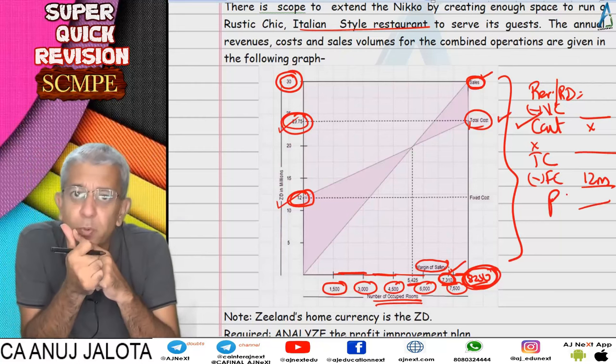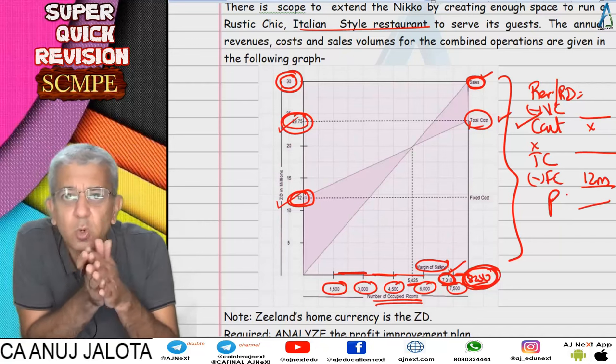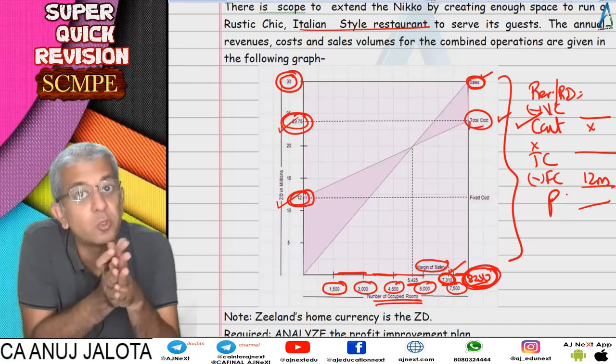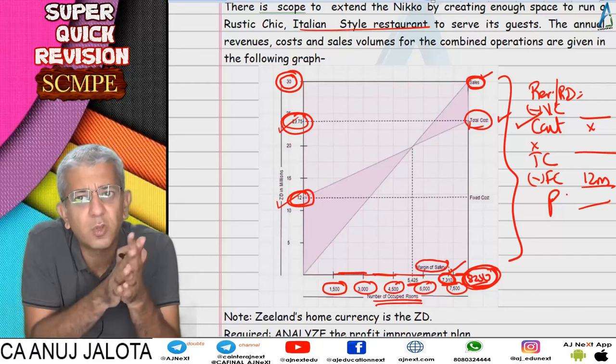Under the new one, your profit is higher, so that's a good sign. One riskier point: the break-even point is also higher. But then your margin of safety is also very high. So, based upon the financials, it is much better that we open the restaurant.